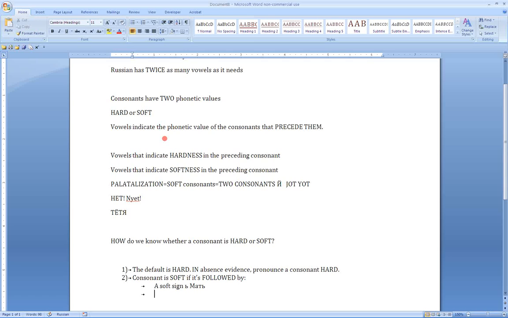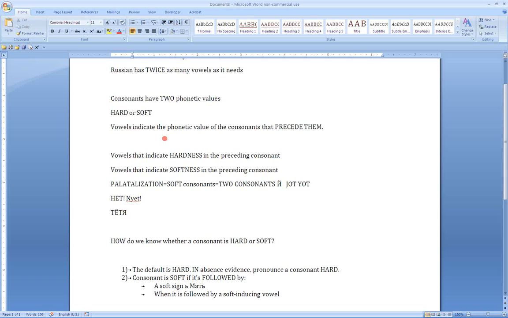The other time that a consonant is pronounced soft is when it is followed by a soft inducing vowel. That's kind of code, yeah? We'll often say that there are soft vowels, but really what we want to say is that there are soft inducing vowels, and if we want to be really specific, we would say that there are vowels that indicate that the consonant that precedes that vowel is a soft consonant.